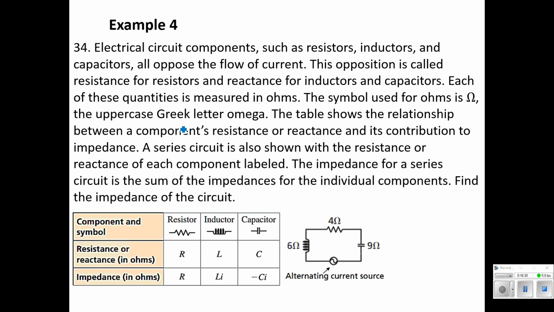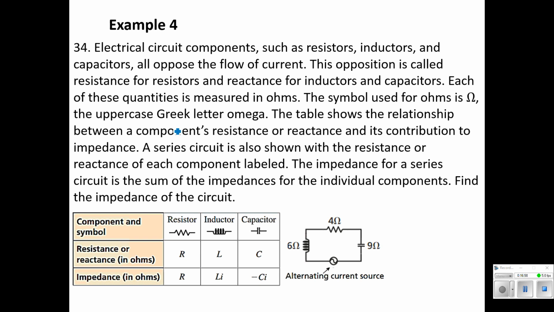This opposition is called resistance for resistors and reactance for inductors and capacitors. Each of these quantities is measured in ohms. The symbol for ohms is the uppercase Greek letter omega. The table shows the relationship between a component's resistance or reactance and its contribution to impedance. A series circuit is also shown with the resistance or reactance of each component labeled.